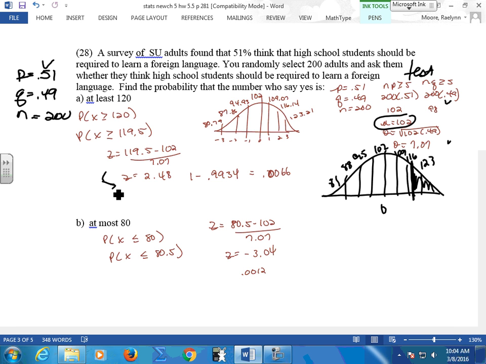Doesn't have to be as detailed. In the beginning we kept it a little bit more detailed, but we kind of know what we're doing a little bit more. At most, don't forget to correct these for continuity. At most, this is the highest level, so add 0.5. At least, this was the lowest one, subtract 0.5.